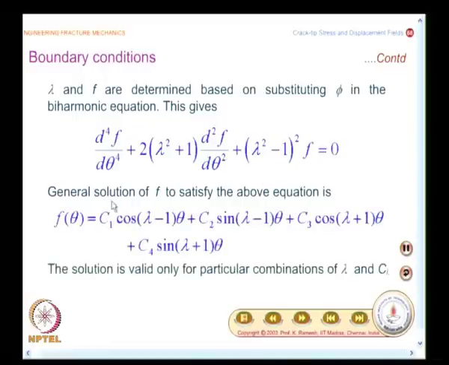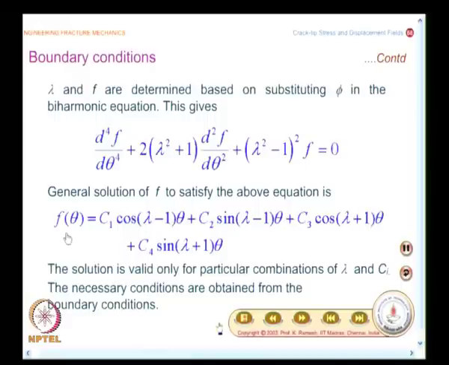And the most general solution for this is given as f of theta equal to c 1 cos lambda minus 1 theta plus c 2 sin lambda minus 1 theta plus c 3 cos lambda plus 1 theta plus c 4 sin lambda plus 1 theta. So, for every value of lambda, you will have corresponding coefficients c i. And these coefficients have to be determined from the boundary conditions. And the most general solution will be the sum of all the individual solutions.